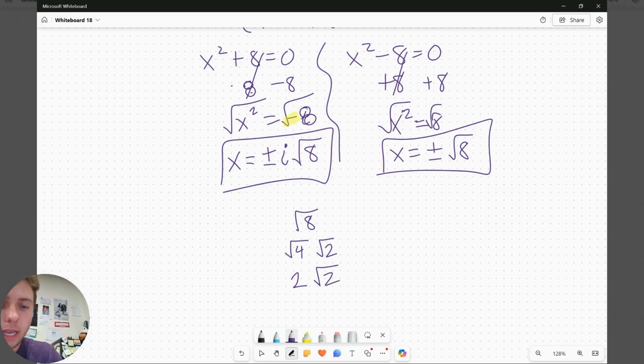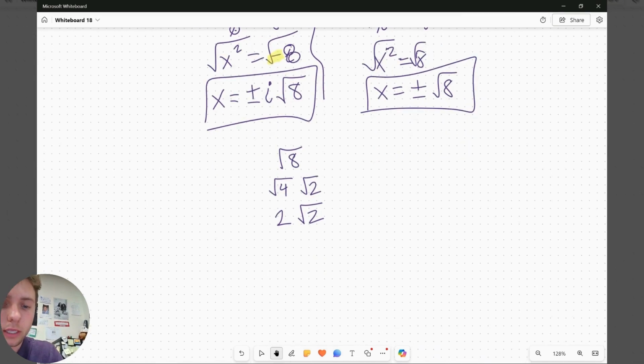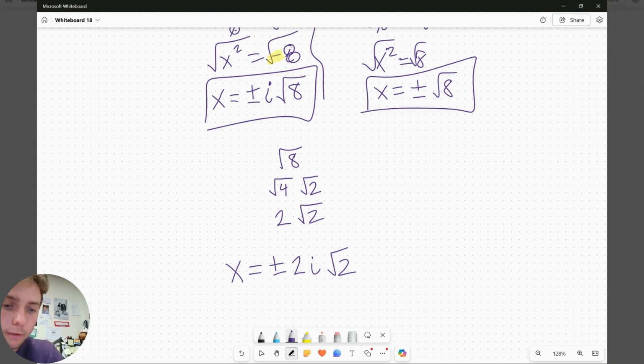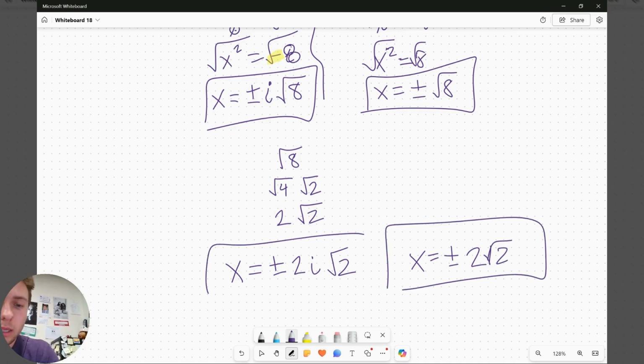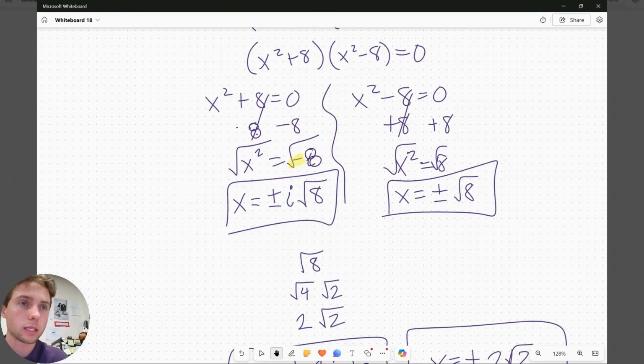So the square root of 8 in both of these answers could really change. We could change our first answer to be plus or minus 2. The i is still there. Instead of square root of 8, we now have square root of 2. Or for the second answer, instead of square root of 8, we would just have 2 square root of 2. And that would be your final answers as well. Those are equivalent forms to the top answers we listed here.